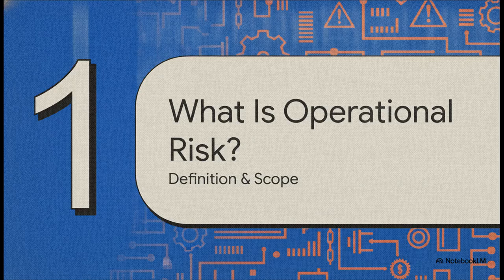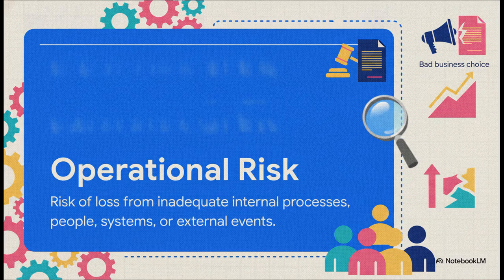Section 1. What is operational risk? Its definition and scope. So, the textbook definition, straight from the Basel Committee, states that operational risk is the risk of loss resulting from inadequate or failed internal processes, people, systems, or from external events. Now, the absolutely crucial thing here is the boundaries. This definition specifically includes legal risk, right? Because a lawsuit is usually the consequence of a failed process or human error.